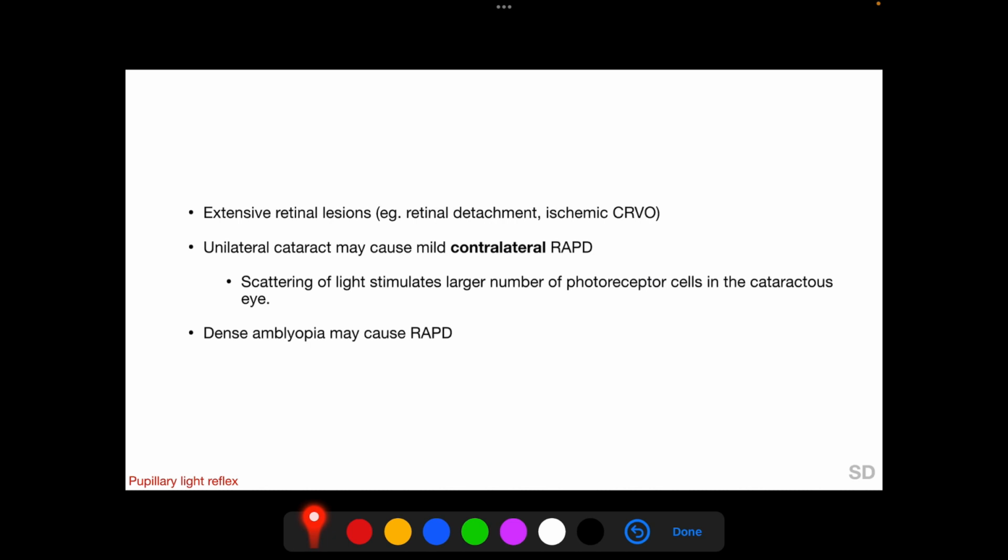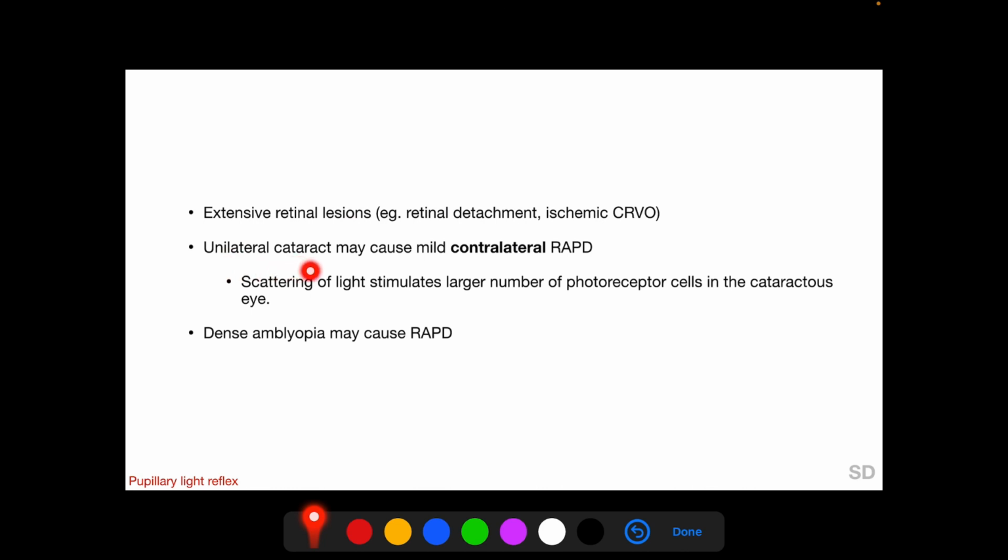Extensive retinal lesions like retinal detachment and ischemic CRVO also cause RAPD. So this is important. The retinal lesion has to be extensive. A small retinal ERM membrane or a macular hole will not cause an RAPD.